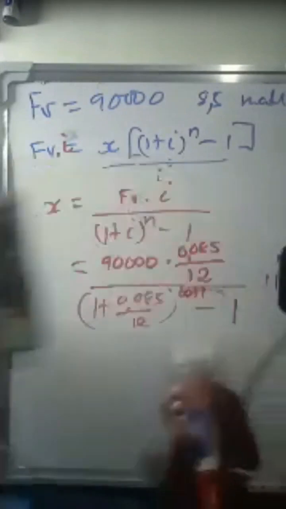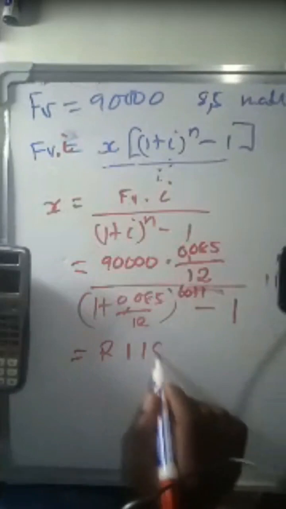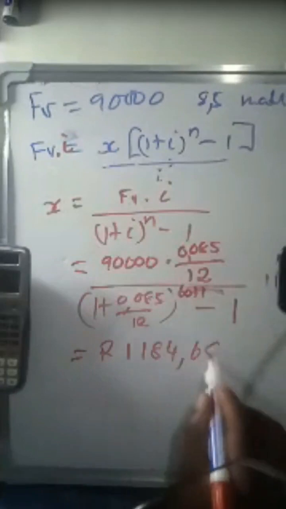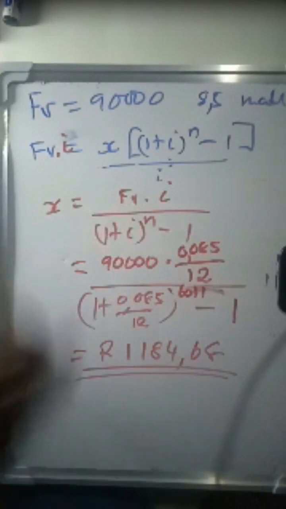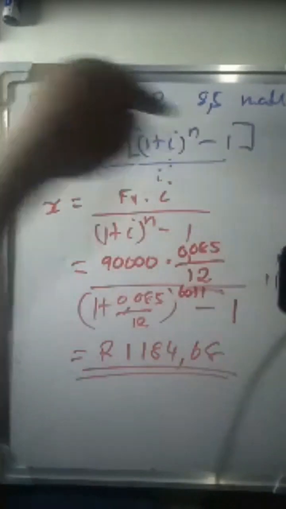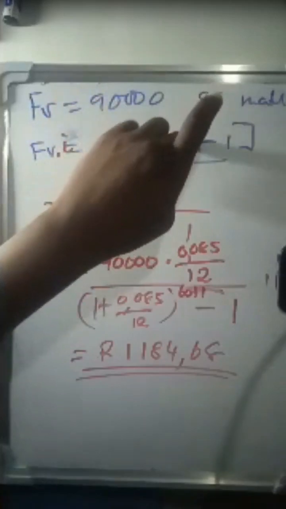Then you are going to see that this person needs to deposit 1,184.68 rand each and every month. Okay, we are going to deposit that amount. So this is calculating X, the future value that we need, the interest rate, and N. You need to be careful there.